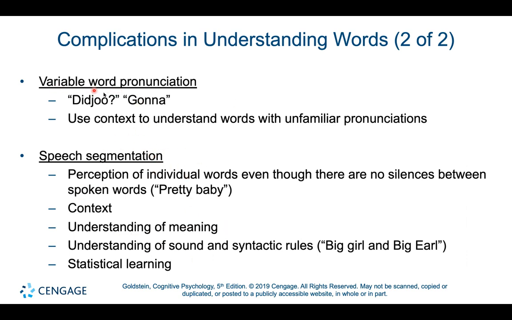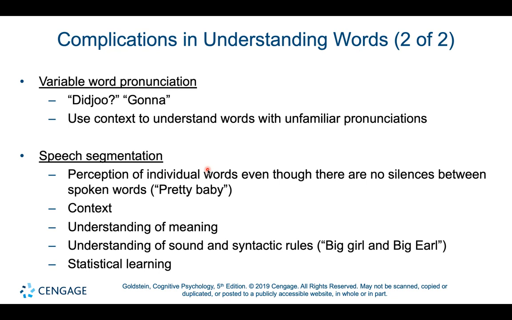One thing that's related to variable word pronunciation is the idea of speech segmentation. This is our ability to parse where one word begins and another word ends. It's actually quite remarkable that we can do this so easily, because typically people don't produce large, dramatic, explicit pauses and silences between spoken words.